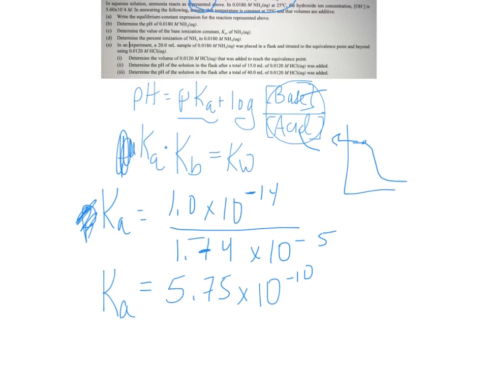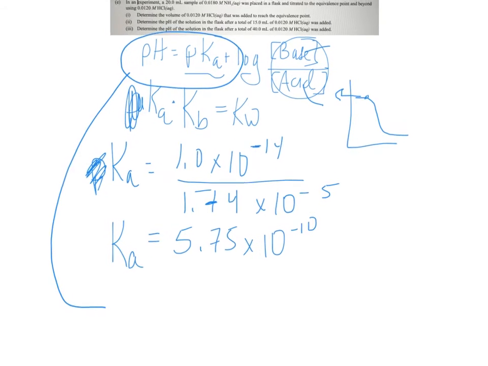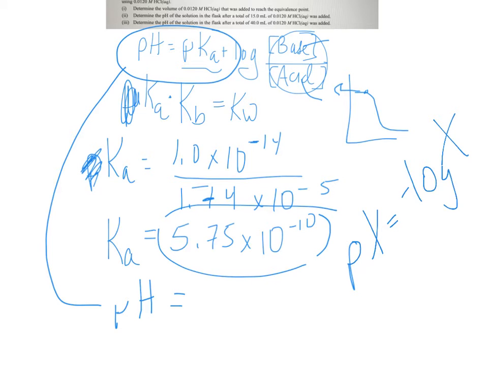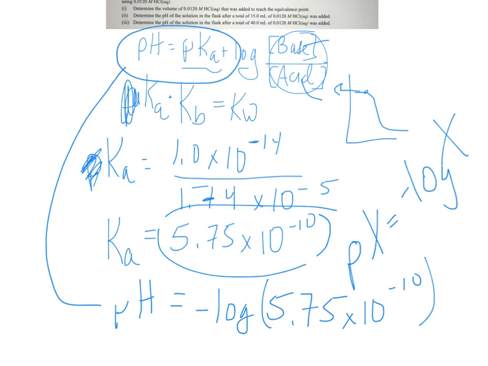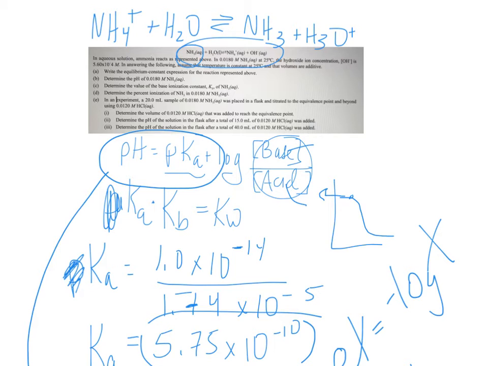Because we are in a scenario, going back to the Henderson-Hasselbalch equation, where the pH equals the pKa, we're now simply going to figure out the pH by taking the negative log of this number. Remember, the p of anything is the negative log of that thing. So the pKa is the negative log of our Ka value of 5.75 times 10 to the negative 10, giving us a value of 9.24. Looking back at our graph, this is exactly where we expect it to be, above 7, and 9.24 definitely seems to be a very reasonable answer.